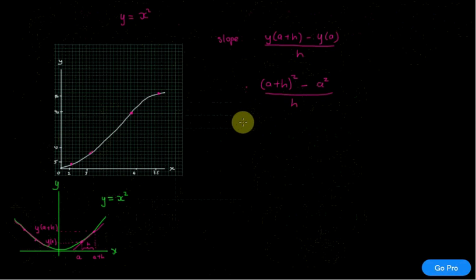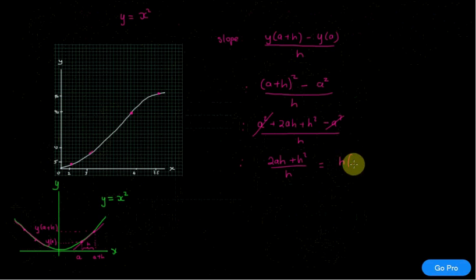over h. So then that becomes a plus h squared is just a squared plus 2ah plus h squared, minus a squared, all of that over h. And then I can simplify that a little bit more. You can see that there's a positive a squared minus a squared, so those cancel out, and then I have 2ah plus h squared, all of that over h. So I can factor out an h here because there's h in both terms, so I can rewrite this as h times 2a plus h, all of that over h. So if I multiply these together, it'll be 2ah.